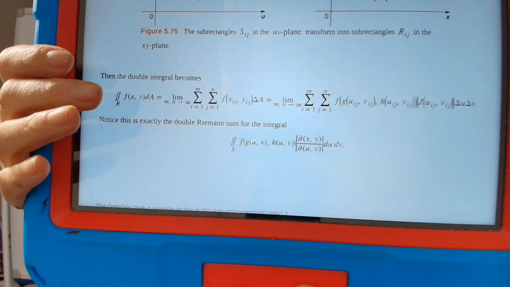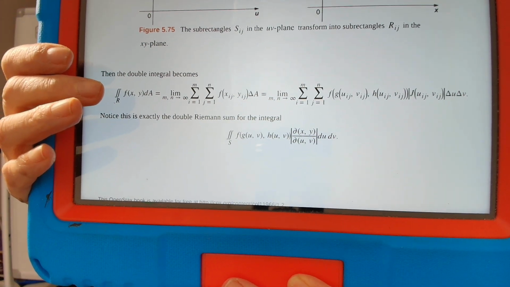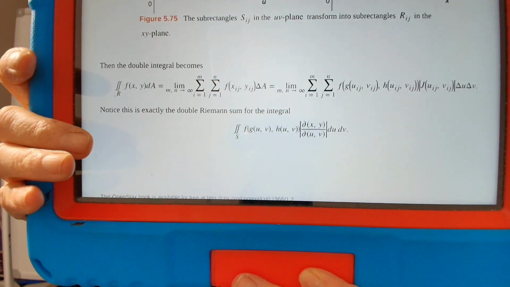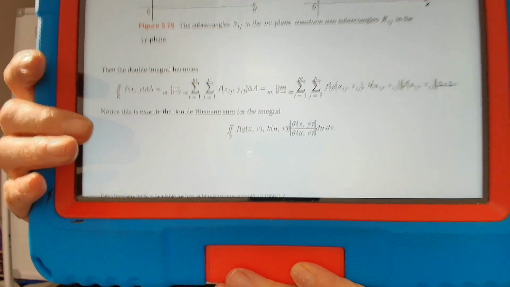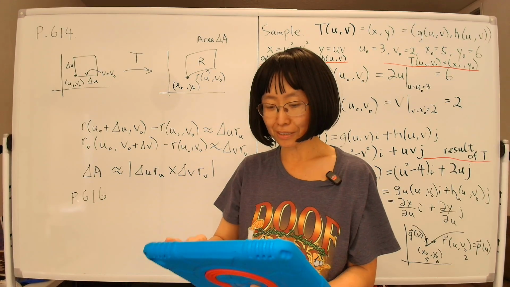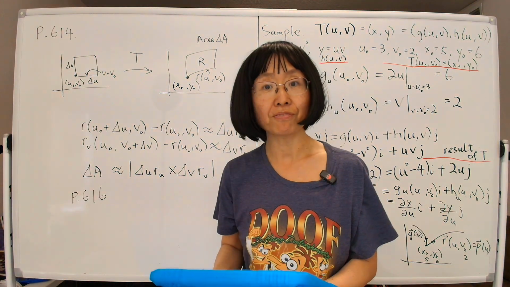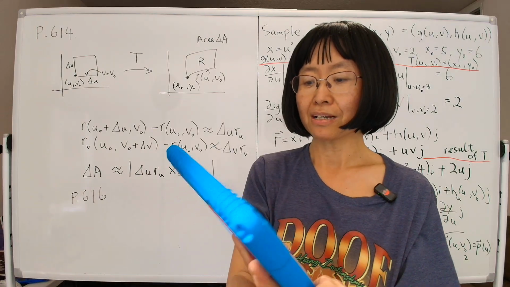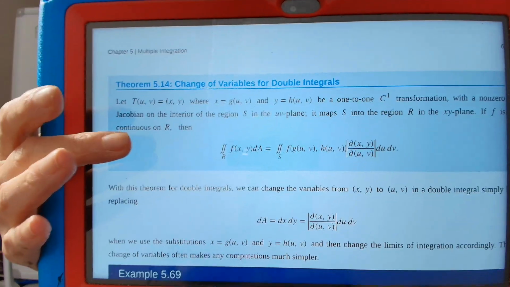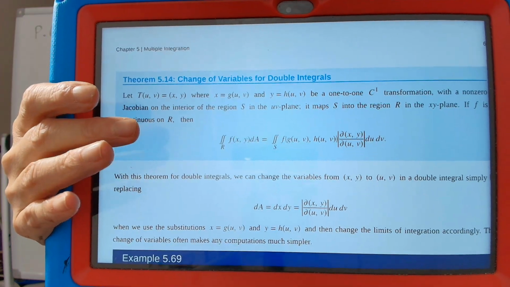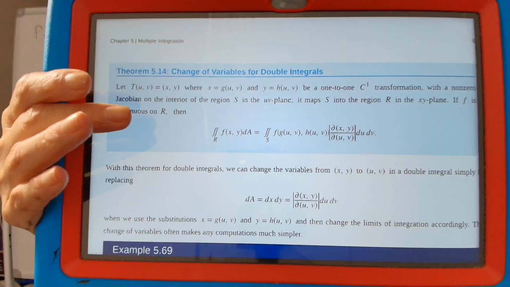Delta A, as we looked at, is equal to the Jacobian times delta U delta V. And as a result, we have this particular equation, which shows you what the Jacobian is good for. Look at Theorem 5.14 on the next page. The Jacobian just means that you have your transformation, and you calculate the Jacobian, and then you can do the integral on a different surface.